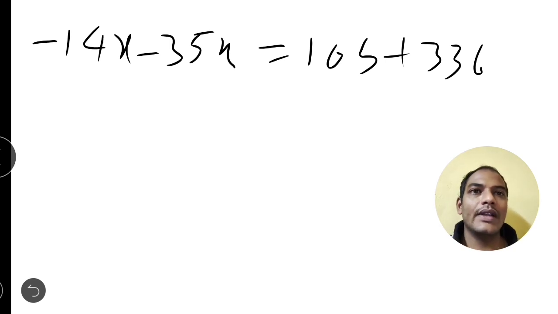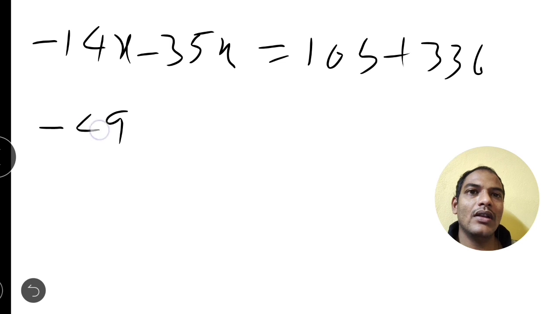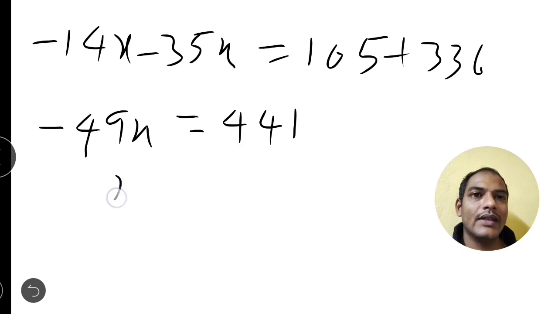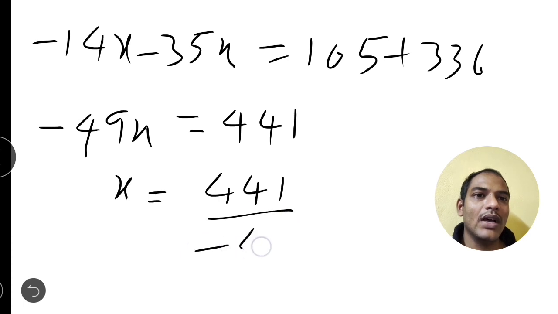So minus 14x minus 35x is minus 49x equals 105 plus 336. 5 plus 6 is 11, 1 carry, 4, 3 plus 1 is 4. So then x equals 441 divided by minus 49.